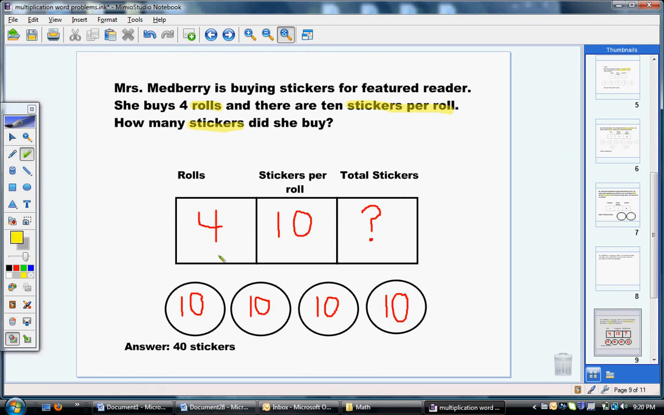The first box says how many groups? 1, 2, 3, 4. The second box says how many are in each group? 10, 10, 10, and 10. When I count them all up, 10, 20, 30, 40, I get an answer of 40 stickers.